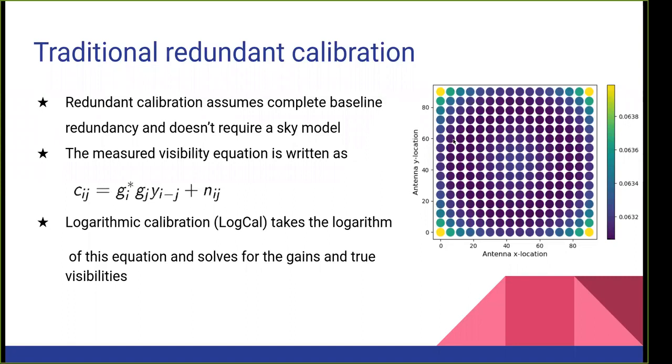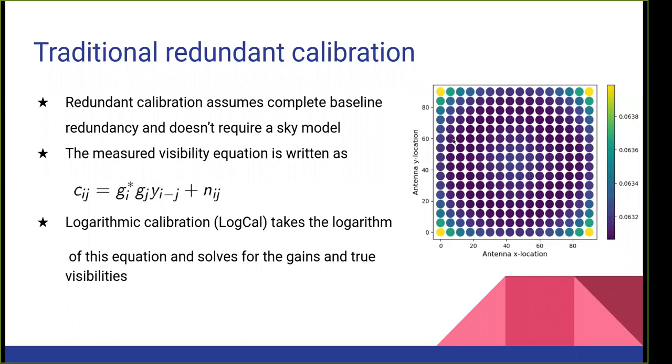If you take the logarithm of this equation, which is your standard redundant calibration equation, then you get LogCal, which is an algorithm that takes the logarithm and then solves for the gains and true visibilities. One thing that you can do with LogCal that's quite easy and useful is using least squares error to consider how calibratable your array is and how the positions of dishes affect your calibration. The plot on the right shows the results for a 16 by 16 array. And you can see that the most redundant baselines, which are situated in the circle around the center, have the lowest gain errors.